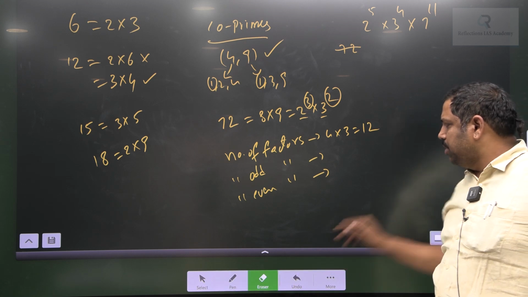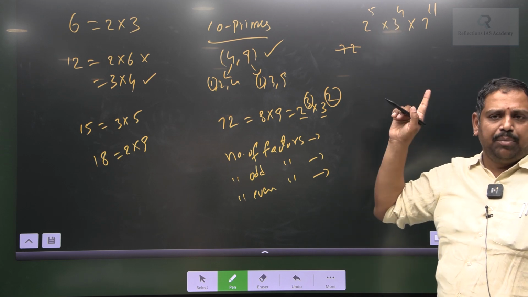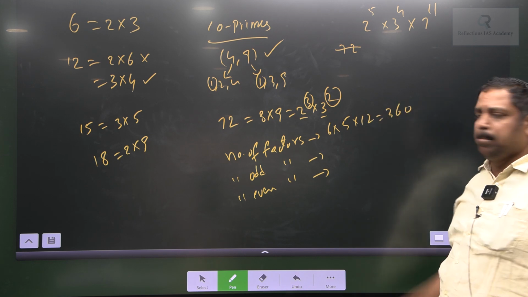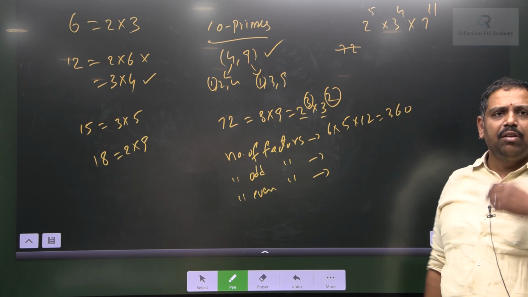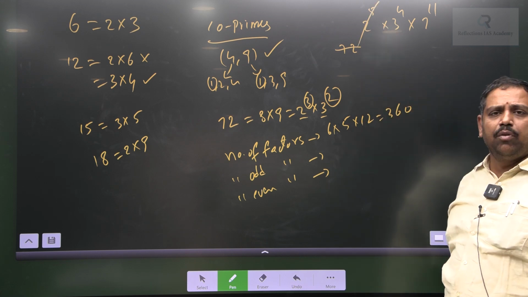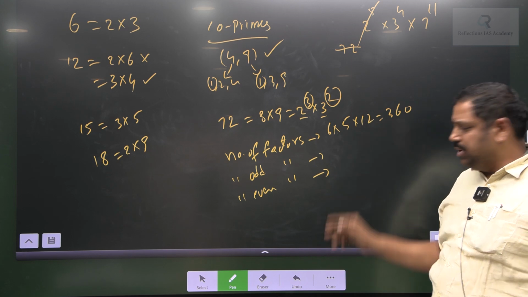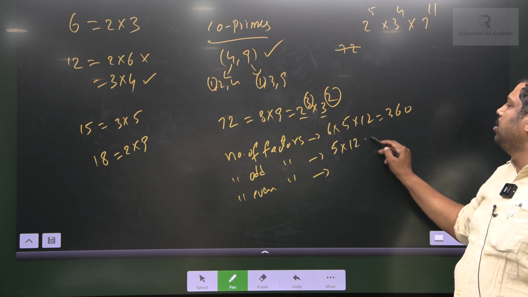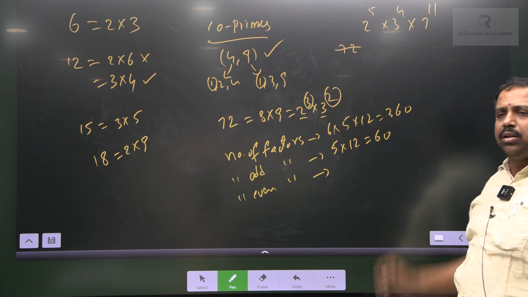Now if I want the number of factors, just add 1 to every power, right? So it will be 6 into 5 into 12, which is equal to 360. If you want odd factors, any number you multiply with 2 will become even. I don't want even. That's why this is dropped if you want odd factors. The remaining you can take directly, just adding 1 to the power. Add 1 to the power means 5 into 12, 60. If you want the number of even factors, then from this you can subtract it.